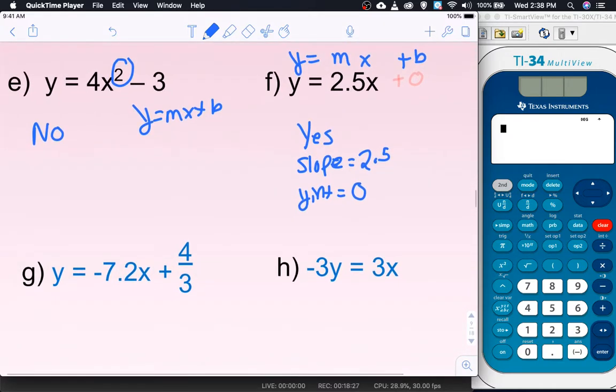Okay, letters G and H. Go ahead and pause the video and try these two on your own. When you're ready to continue, hit play, and we'll go through them together.